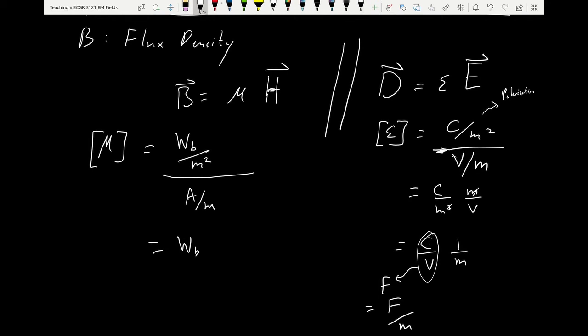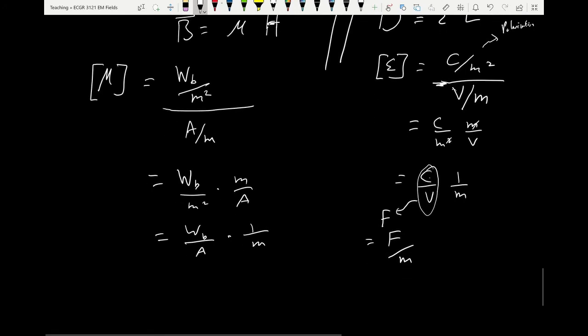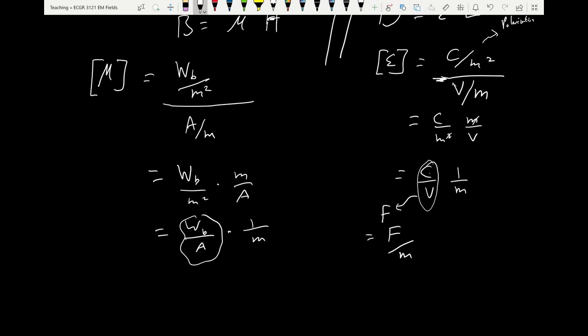So we continue with this, and we end up with Weber over meter squared times meter over ampere. I end up with Weber over ampere times 1 over meter. This again is an interesting unit. This also seems to indicate some kind of capacity. So this is, per amp, how much magnetic charge can we get in free space. So this is kind of like a measure of the capacity of space or of the material.